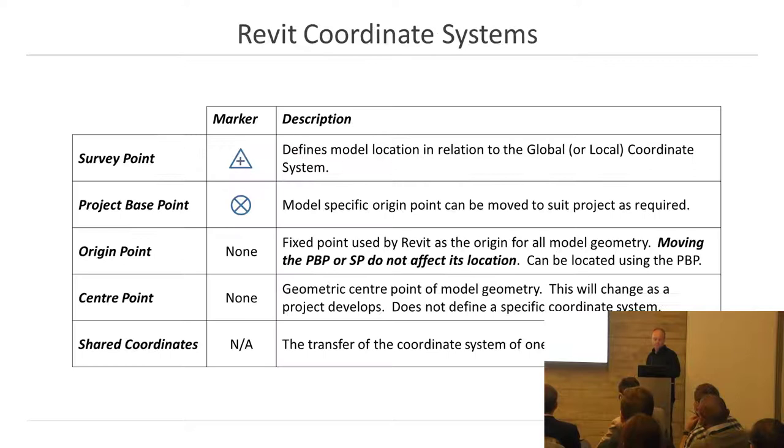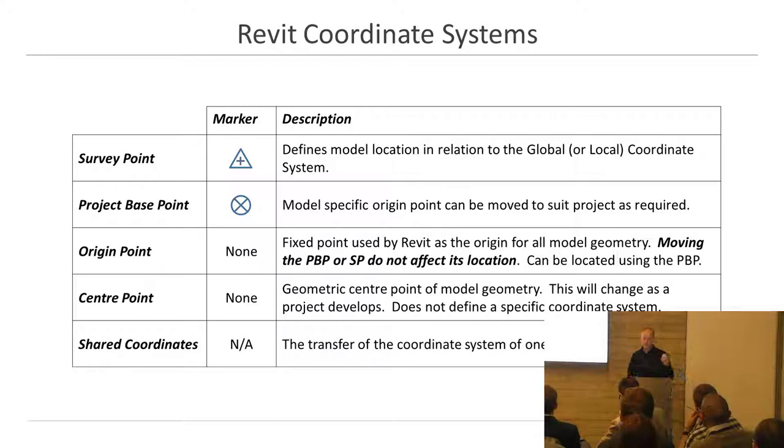Okay, so within Revit, we have a number of different coordinate systems, different points that people will talk about. The first one is our Revit survey point. What the survey point essentially does is define where your project sits in a global environment. So it will basically define where your site is within the UK, if you're working in the UK, or further afield. Pretty important.